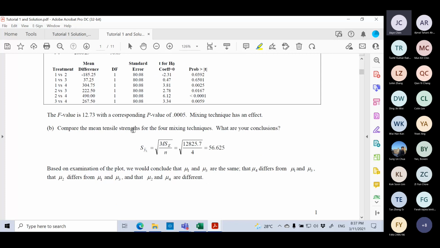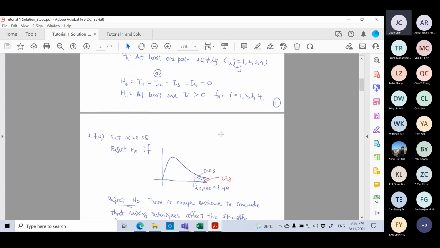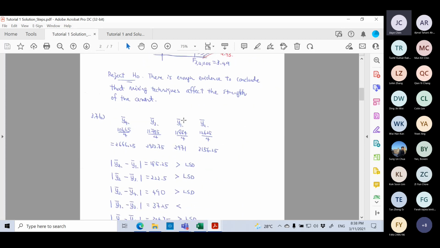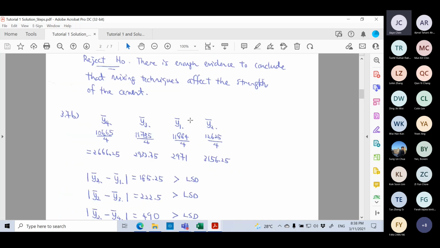you compare the mean tensile strength for the 4 mixing techniques. What conclusions can you make? Of course, here they are using a plot, but I have removed the plot. If I compare the means, as you observe, the smallest mean is mixing technique number 4, followed by 3, 1, and 2. So these are the means here.